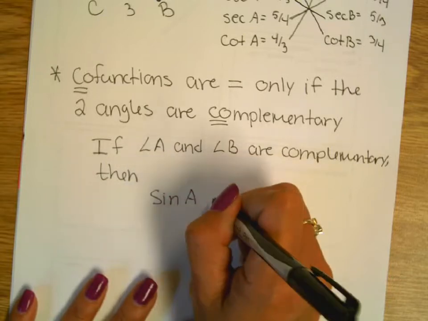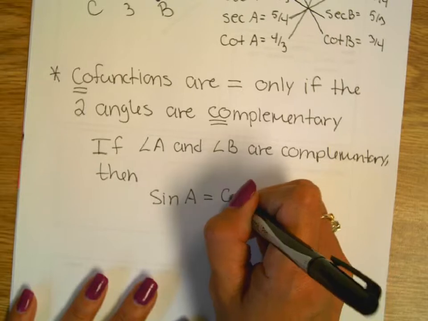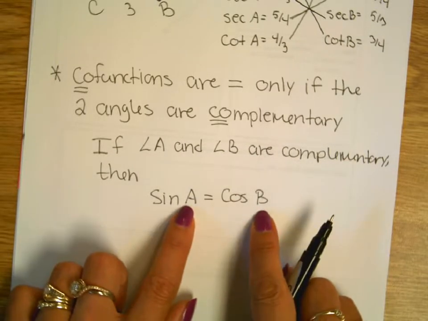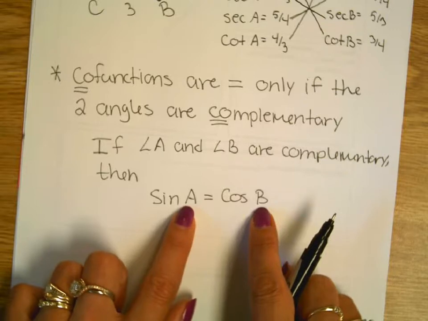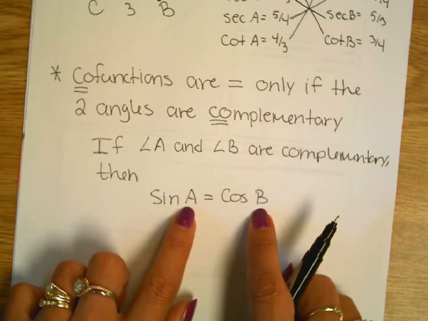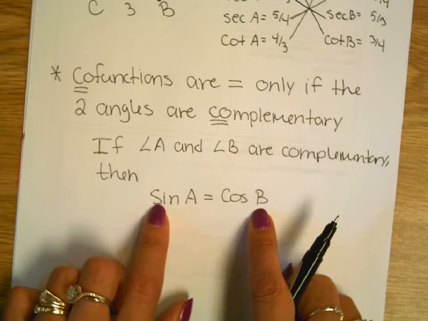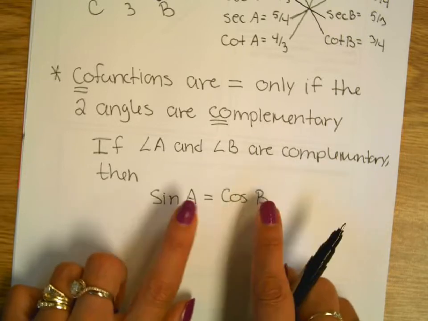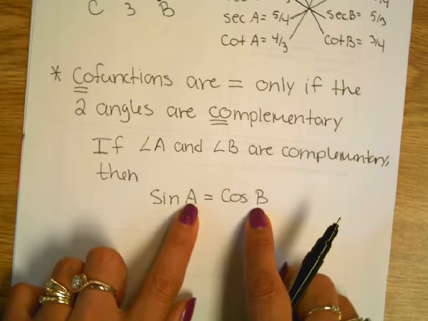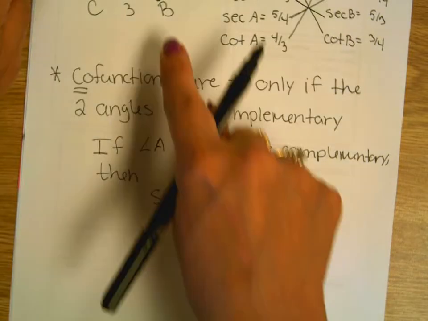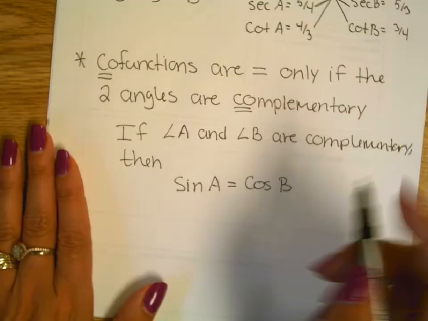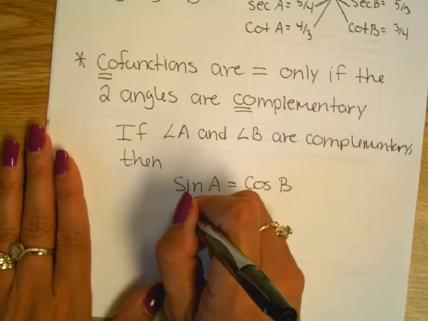Sine ratio will equal the cosine ratio. But notice the A and the B. It's not the same angle. They have to be complementary. Sine will equal the cosine ratio, same fraction, if those two angles are complementary, because that just puts you on opposite sides of the right triangle. All right? That's part one.